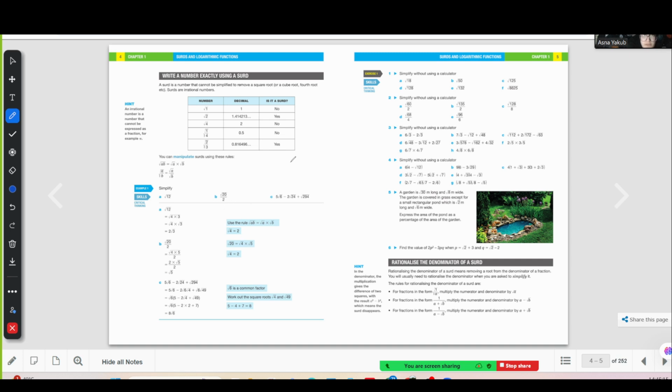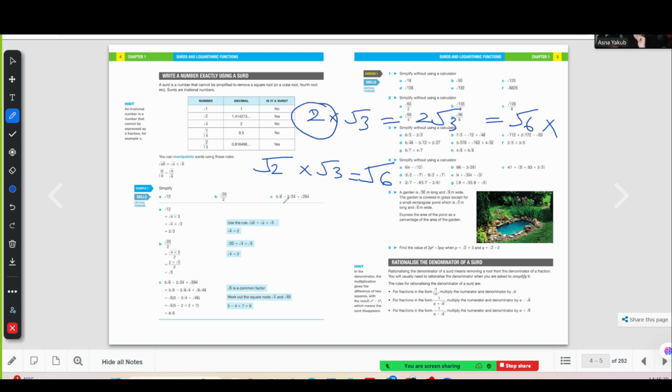Also, you should know these rules for solving surds. If you have two numbers like square root of 2 times square root of 3, you can multiply them, and this is going to be square root of 6. If one is like 2 and the other is square root 3, this is just going to be 2 square root 3. You cannot write it as square root 6. This will be wrong because 2 is without root. When both of them are under root, then you can do this.